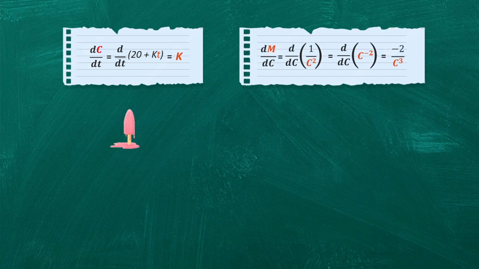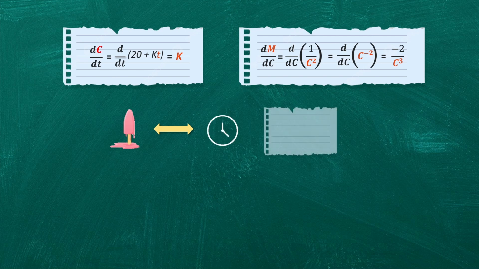Now we are interested in the relationship between the melting rate of the ice cream with respect to time. So, we have to find dM over dt. We can write dM by dt equals dM by dC multiplied by dC by dt. Here, dM upon dt is a composite of two others, dM by dC and dC by dt, and here is our topic of discussion.